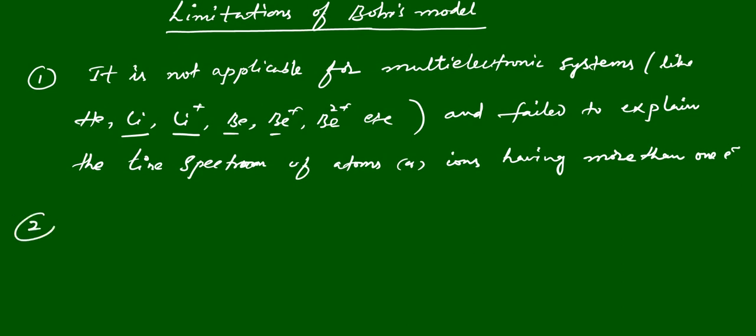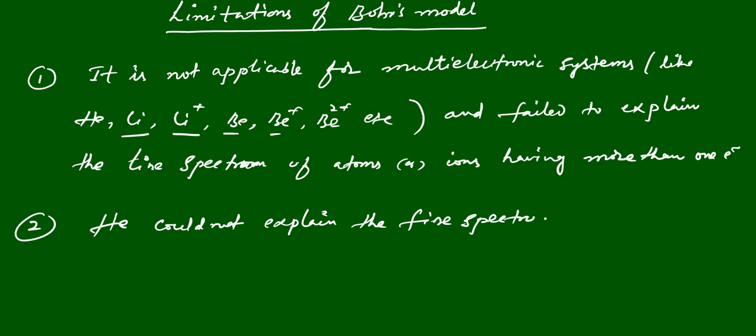The second one, Bohr could not explain the fine spectrum of hydrogen. Anyhow, we know that hydrogen can give various spectral lines, but he could not explain the fine spectrum of hydrogen. What is the meaning of fine spectrum?